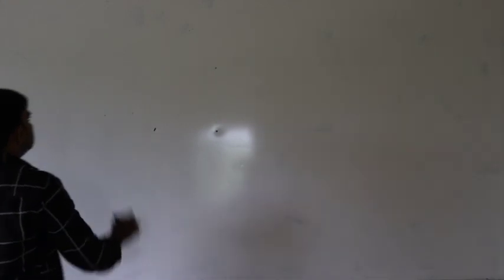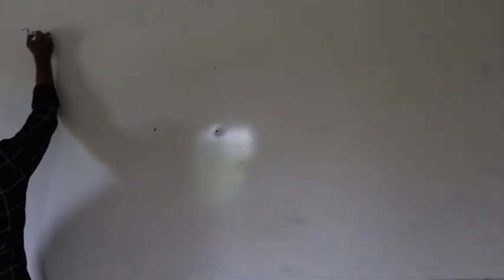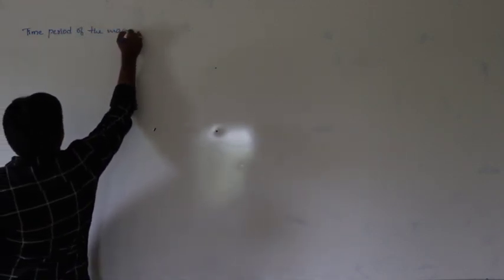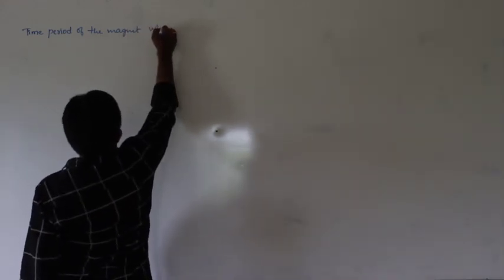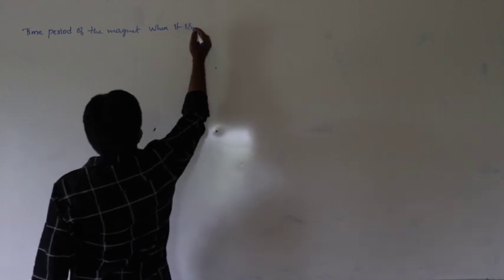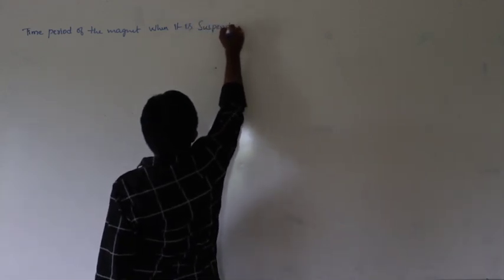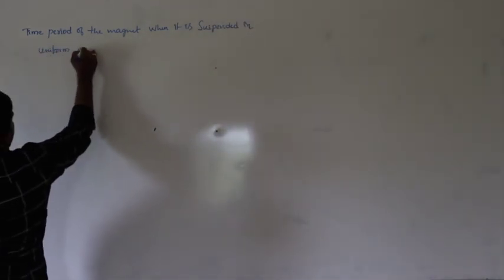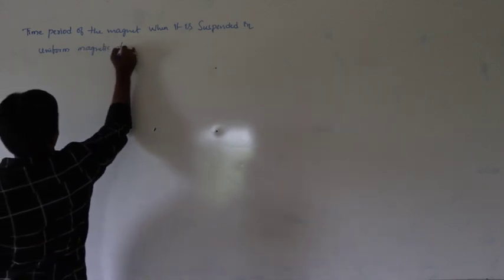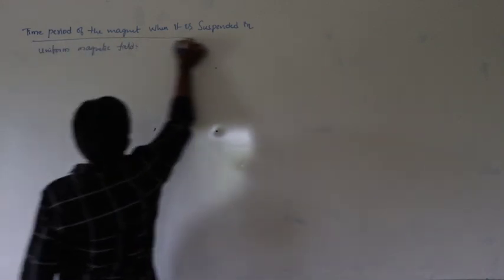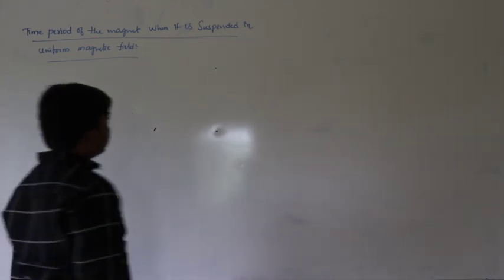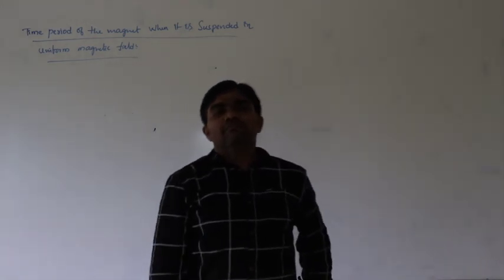So, next, time period of the magnet when it is suspended in uniform magnetic field. Time period of oscillation of the magnet when it is suspended in uniform magnetic field.